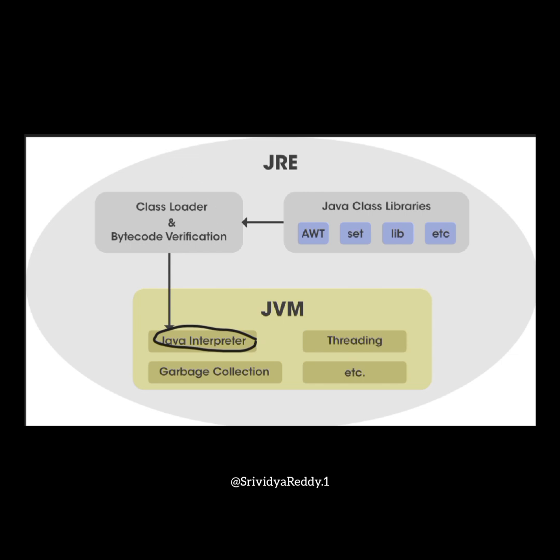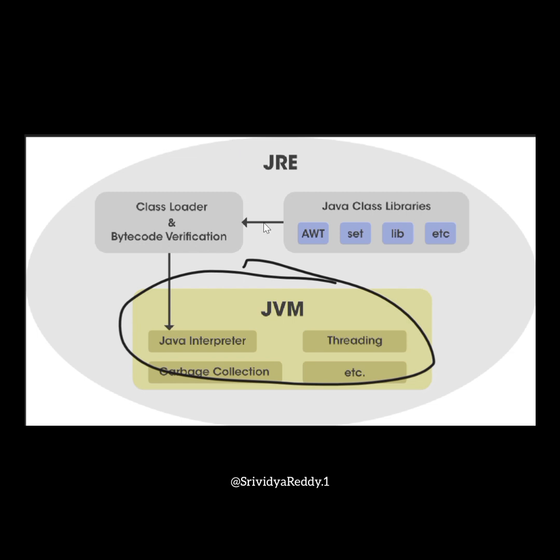And how does this process work? Now I'm explaining. The class loader and bytecode verification component loads the necessary classes and verifies their integrity before passing them to the JVM. Firstly it loads the necessary classes, and next it verifies the security, integrity, and correctness before passing to the JVM. Then the JVM executes the bytecode utilizing the Java interpreter, threading, garbage collection, and other functionalities to run the Java program. The class libraries provide a set of pre-built functionalities that developers can use in their applications. So this is the brief explanation of the JRE.